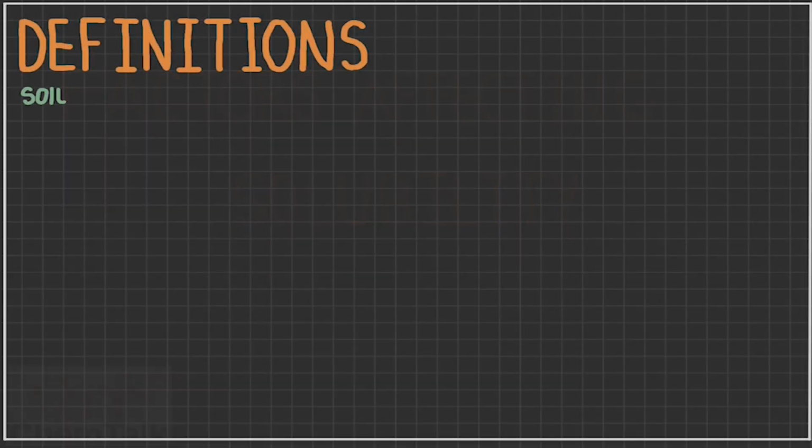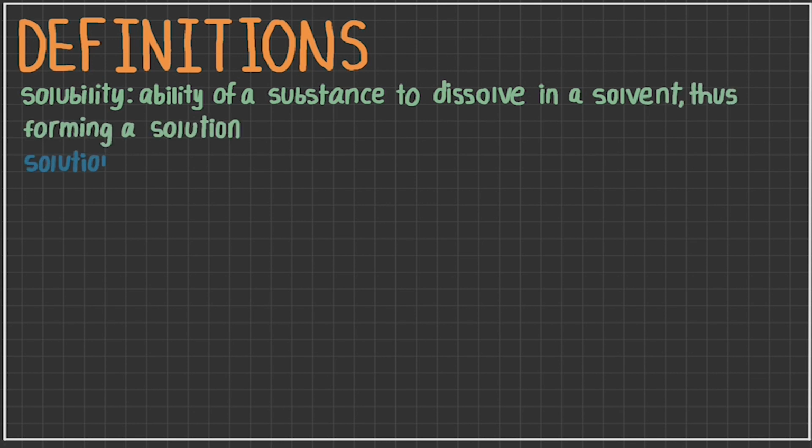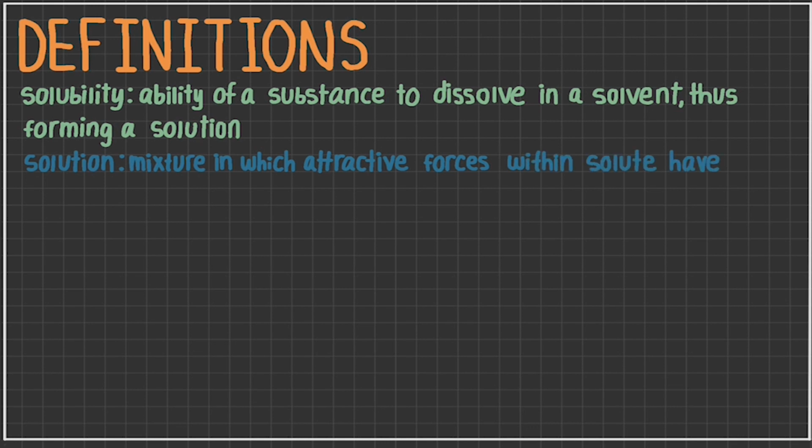As always, let's begin with some definitions. There aren't too many this time. Let's start with solubility, which is the ability of a substance to dissolve in a solvent, thus forming a solution. Then we can simply define a solution as a mixture in which forces within the solute have been overcome and a homogeneous mixture is formed.